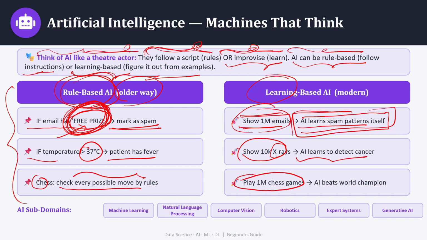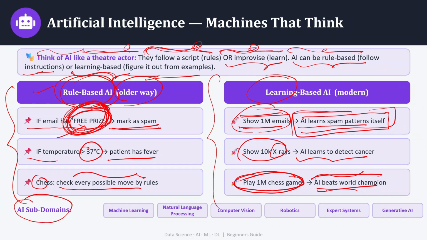Play 1 million chess games and AI beats the world champion. That means your AI is going to play the games continuously to understand the different kinds of moves. Once it is perfect, it can beat the world champion. So that means it is learning on its own. It is not rule based, right?